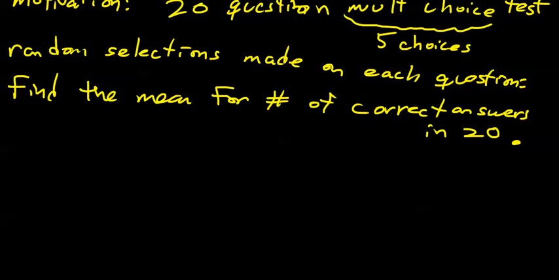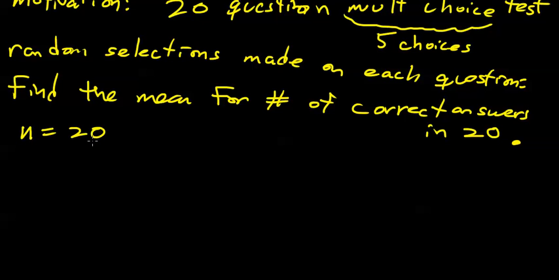Most of us would say, well, if you got 20 questions and you got 5 choices per question, basically the probability of any one question being correct is 1 out of 5, and 1/5 times 20 is 4. I might expect 4 correct answers in 20, again assuming random selections. All right, we can formalize that.